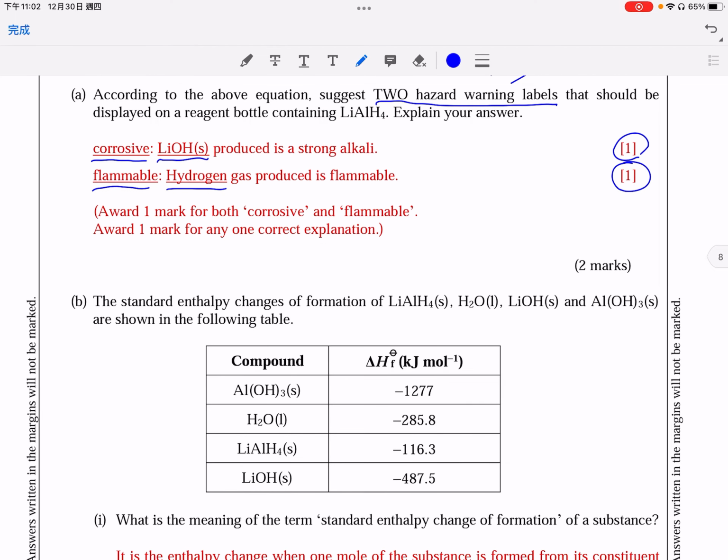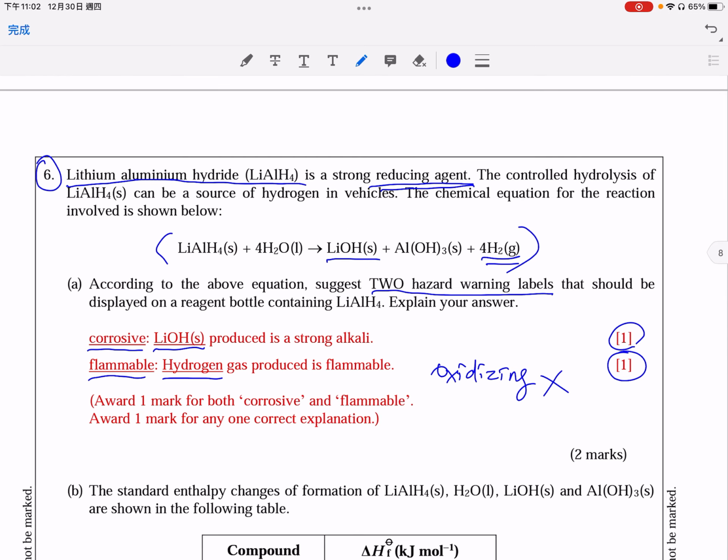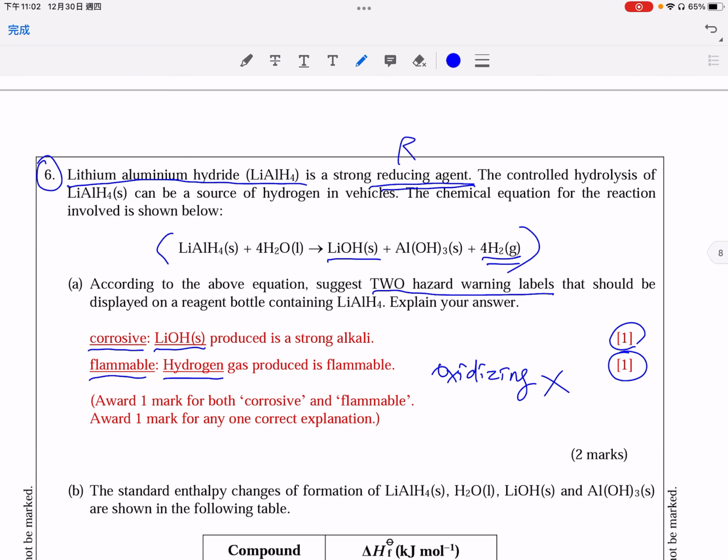When I mark the paper, I found some of you wrongly consider that lithium aluminum hydride is oxidizing. Of course, it is totally incorrect. Actually, you should be very familiar with its role to be a reducing agent. How can it be oxidizing? So, totally incorrect.